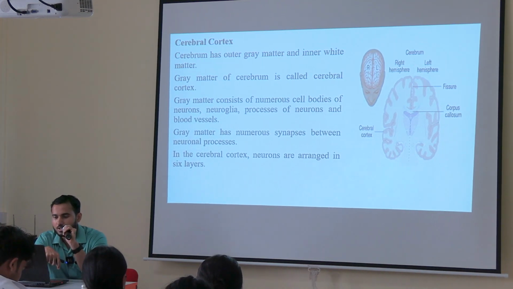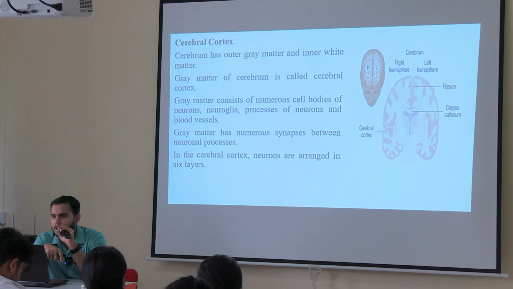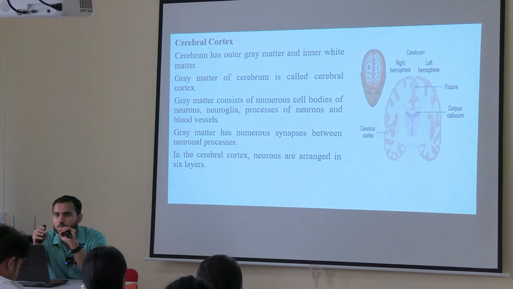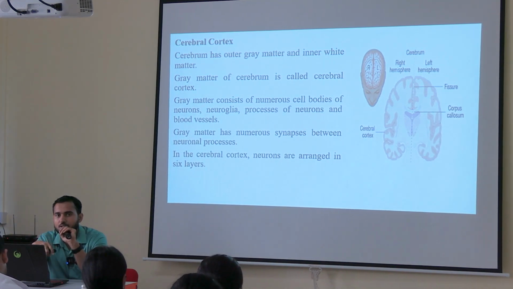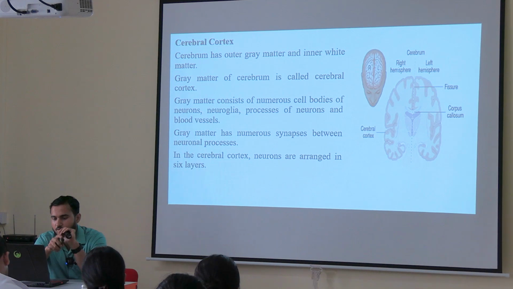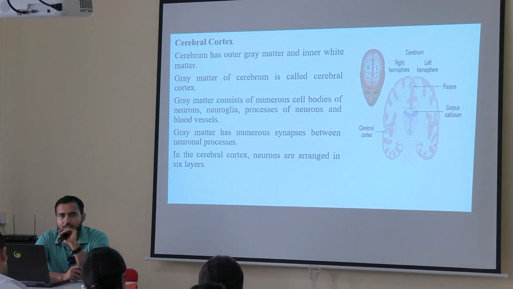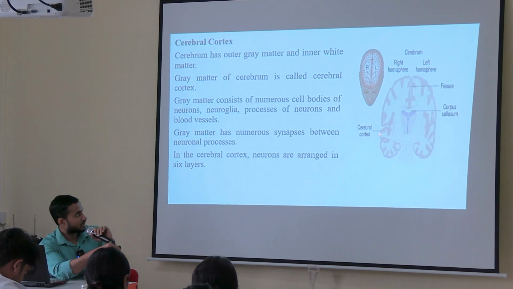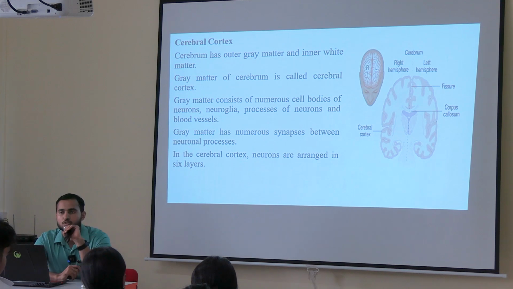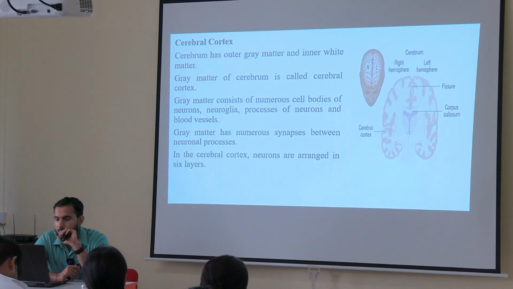Next, gray matter has numerous synapses between the neuronal processes. Though different types of neurons are present along with their processes, they also have synapses. Next, a total of 6 layers are there in the cerebral cortex. That means in this particular area, microscopically, 6 layers are present.